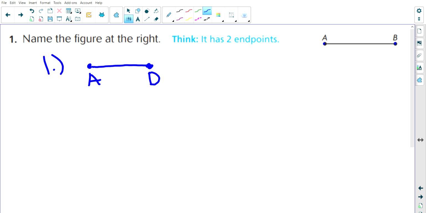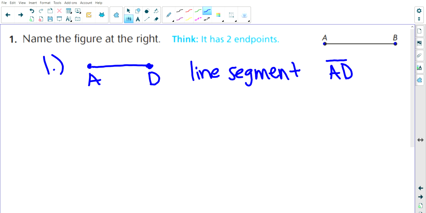And to name it, it's a line segment. So we can write line segment. That's how we read it. And how we write it is we write the letters of the endpoints and then we draw above it what it is. So line segment AD, write AD, and then a line segment above it.